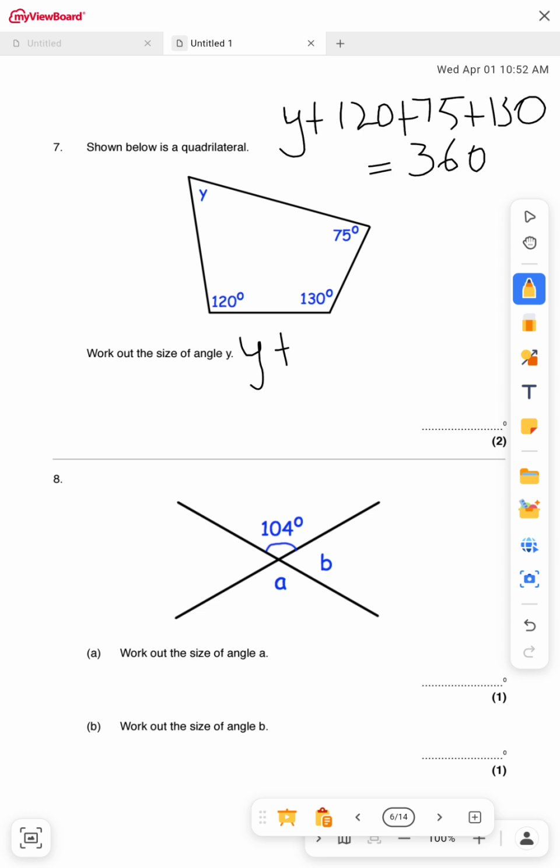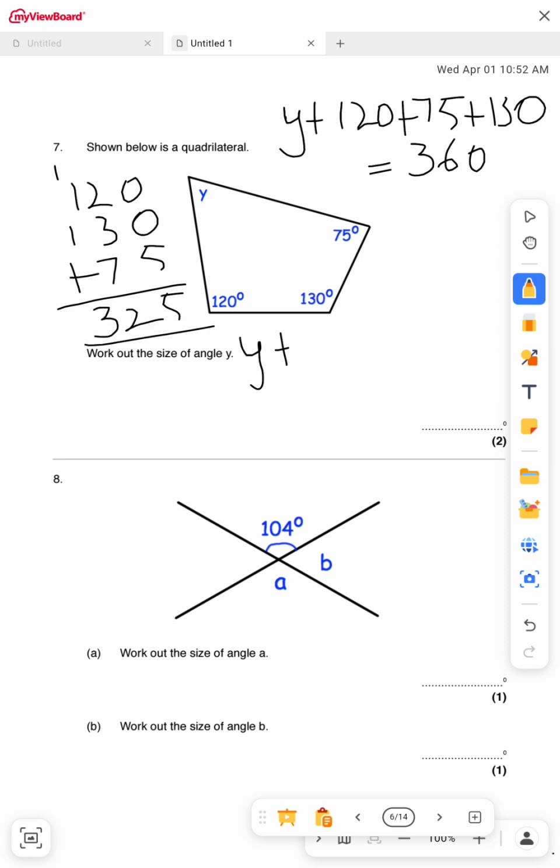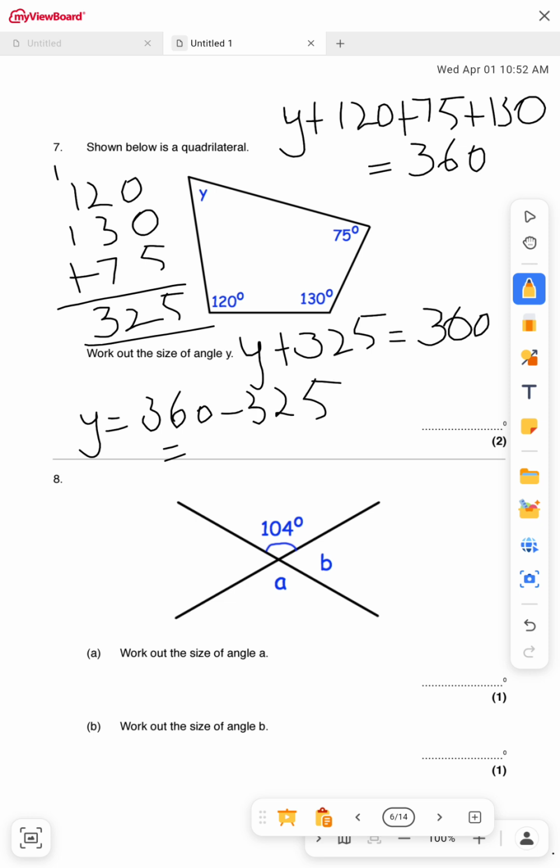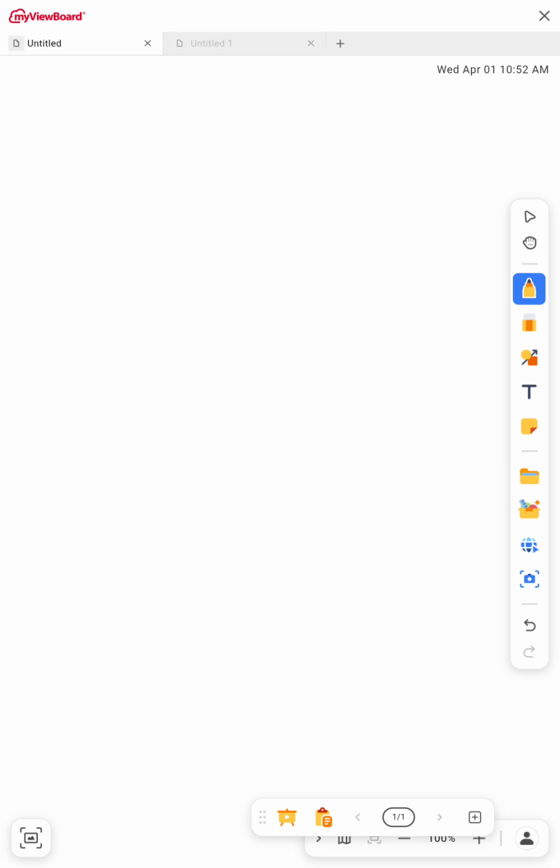Let's see, what do I get? What is 120 plus 130 plus 75? 120, 130 and 75, I get 325. So Y plus 325 is equal to 360, and Y is equal to 360 minus 325. So let's see what's the answer. Let's do the maths over here. 360 minus 325. Okay, so what do I get?